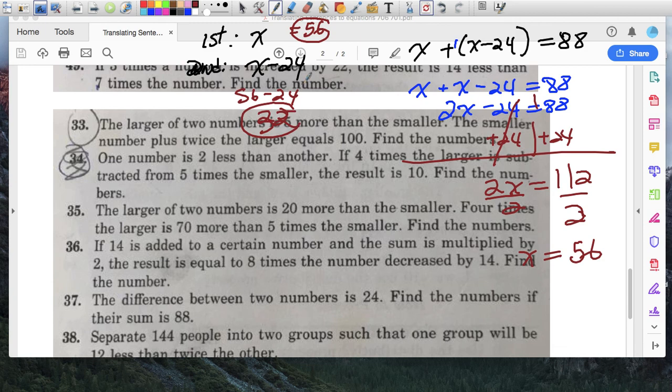So I can say there's two people. If the first person is 56, and the difference between them is 24, the other person must be 32. Okay, a little tricky, but still very manageable for you guys to do.